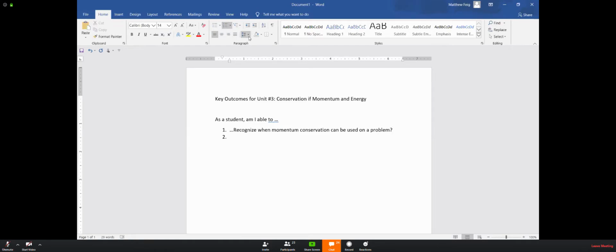And number 2 is almost identical. Can I recognize when energy conservation, I'm going to say mechanical energy conservation, can be used? They are not the same question. They are two separate questions. Sometimes one is conserved and the other one is not conserved. Sometimes neither is conserved. Sometimes both are conserved. Those would be very important.